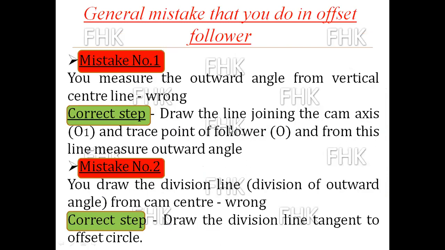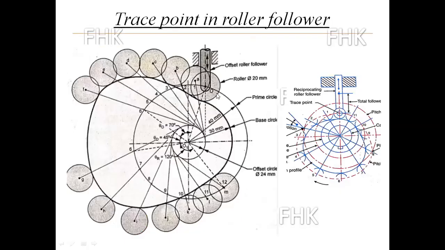Draw the line joining the cam axis O1 and the trace point of the follower. The trace point of the follower is an important point. It is the trace point O of the follower, and from this line you have to measure the outward stroke. In the case of a roller follower, we already studied that the trace point of the follower is nothing but the axis of the roller. Here you can see the trace point is the axis of the roller. But in an offset follower, that roller is offset by some distance, and this is the trace point O, not that intersection point. The center of the roller is the trace point.